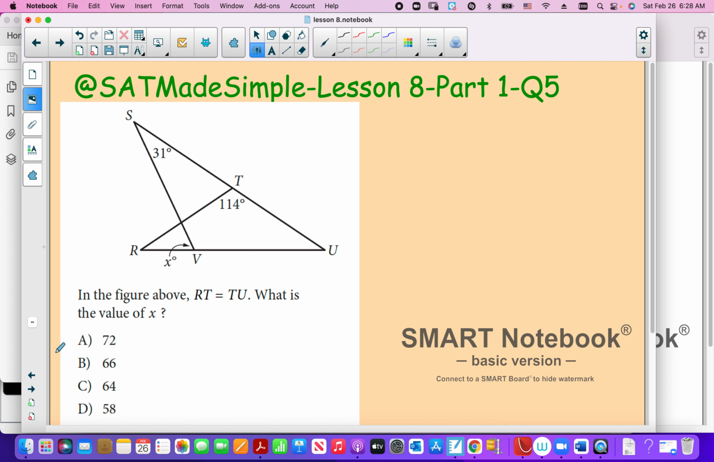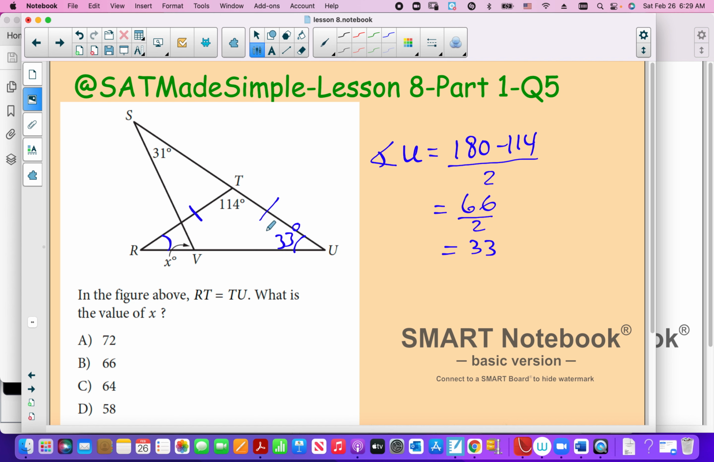Triangle RTU, we were given RT is equal to TU. That makes it an isosceles. Therefore, the base angles are equal. So the base angle, let's see, I'm going to take angle U. Either one of them is equal to 180 minus 114 divided by 2. So that makes 66 divided by 2, which is 33. So this angle is 33 degrees.